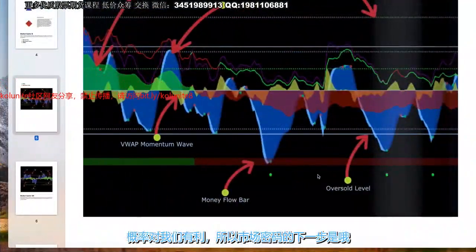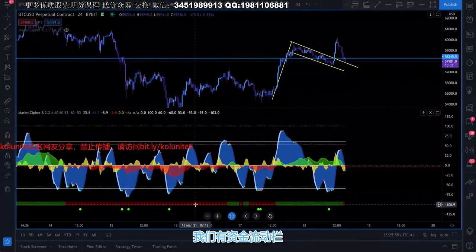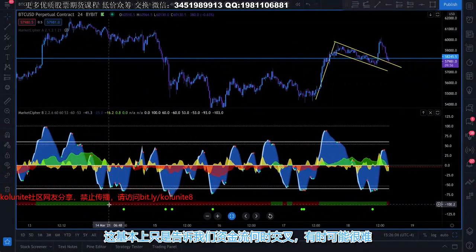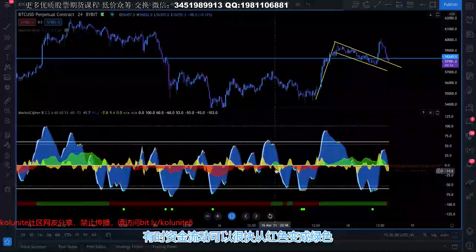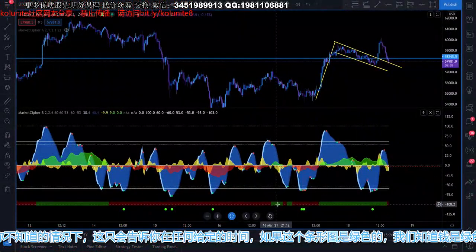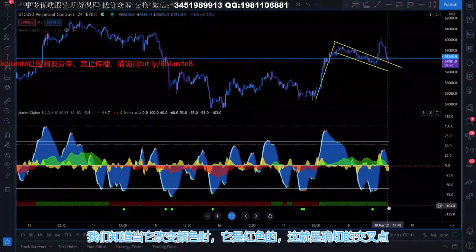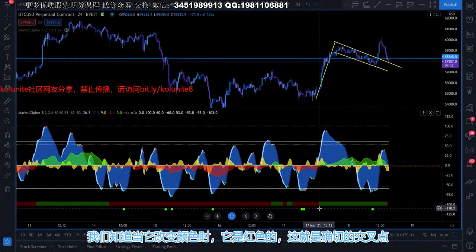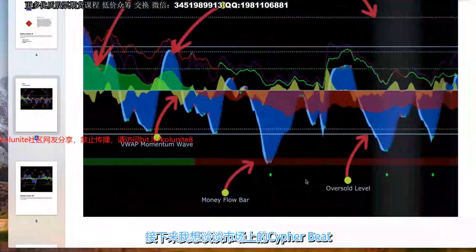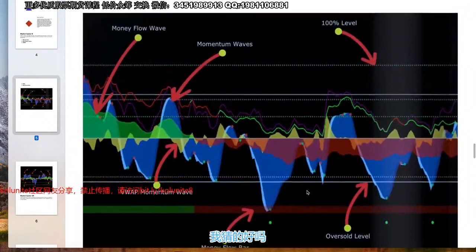So the next step of Market Cipher B, and let me just point this out real quick, guys. Down here, we have the money flow bar, which basically just tells us when exactly the money flow crosses. It can sometimes be hard to tell, and sometimes the money flow can go from red to green really fast without you knowing. So this will just tell you what color the money flow is at any given time. If this bar is green, we know money flow is in the green. If it's red, we know it's in the red. When it changes color, that's the exact crossing point.